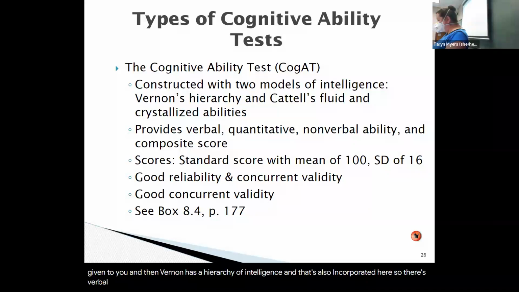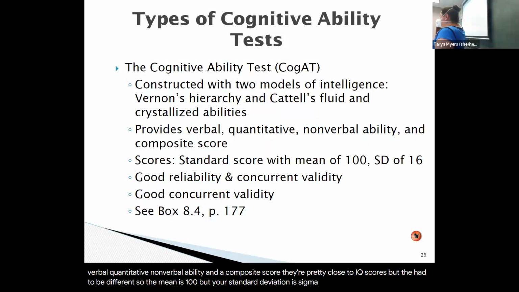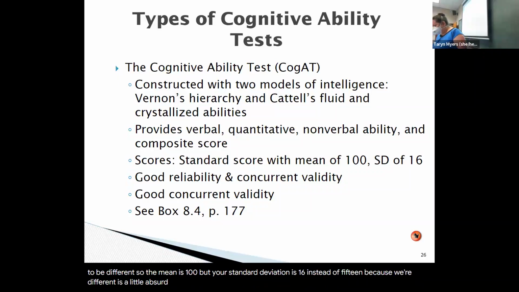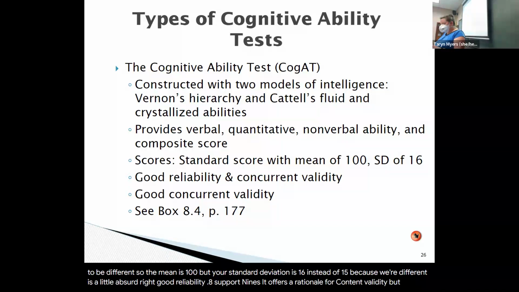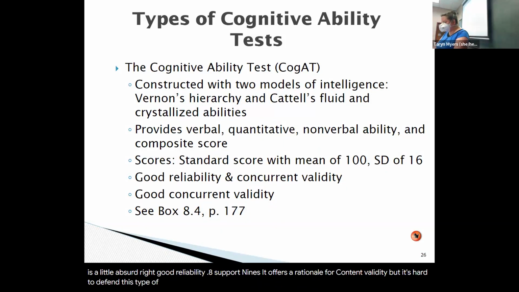So there's verbal, quantitative, nonverbal ability, and a composite score. They're pretty close to IQ scores, but they had to be different. So the mean is 100, but your standard deviation is 16 instead of 15 because we're different. It's a little absurd, right? Good reliability, 0.8s to 0.9s. It offers a rationale for content validity, but it's hard to defend this type of test because it's measuring the future, but it does have good concurrent validity.